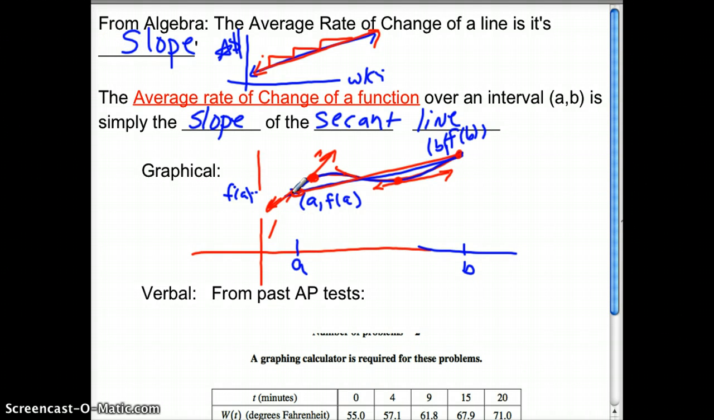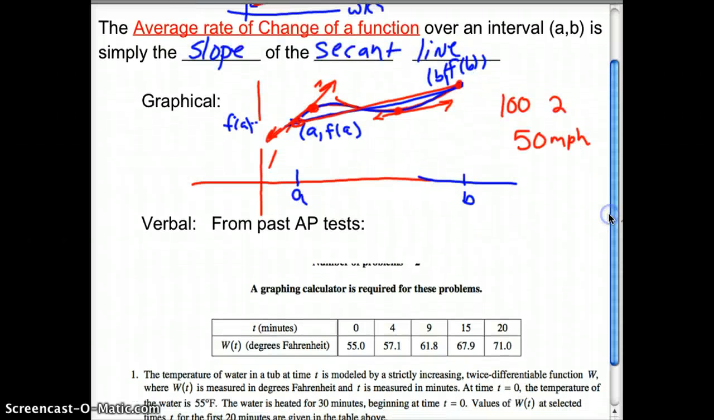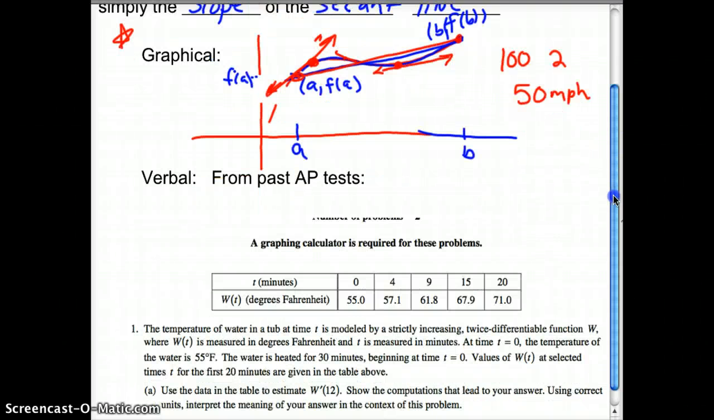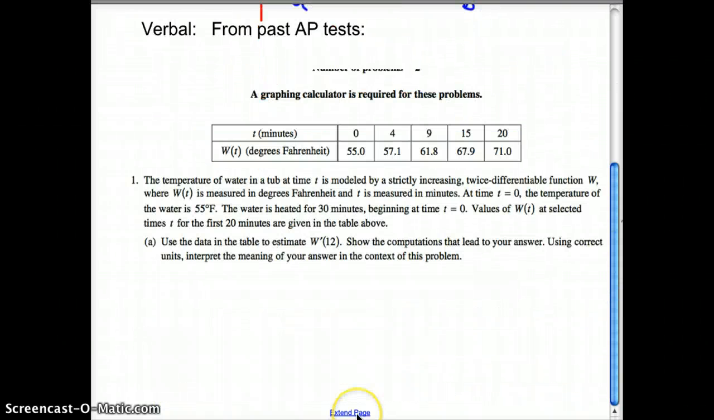It's kind of like a car trip where, if you go 100 miles in 2 hours, they say your average is 50 miles per hour. But that doesn't mean that's what you're going the whole time. It's just over that interval. So really, graphically, when it says average rate of change, this is really important: we're doing the slope of the secant line. And I'm going to show you that as it shows up in AP tests in the past.